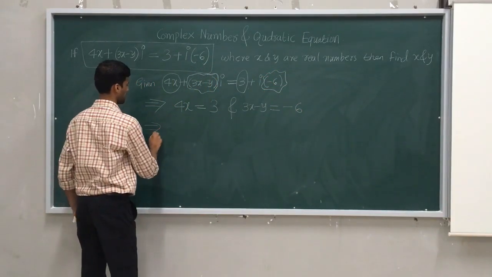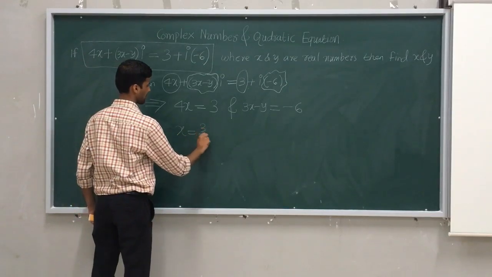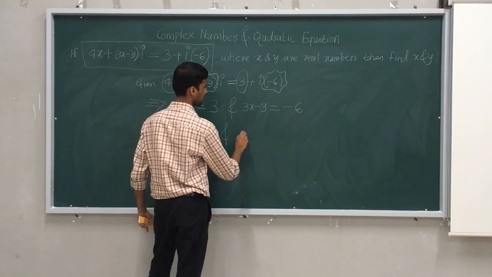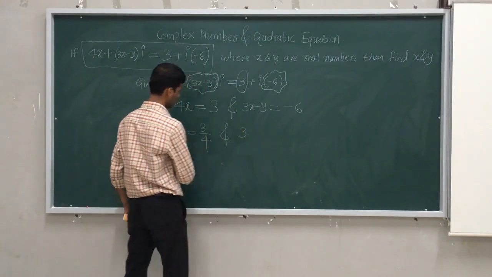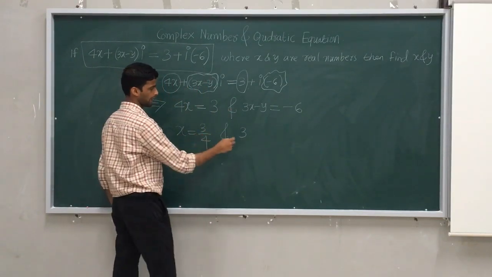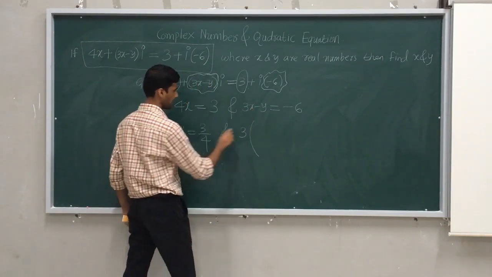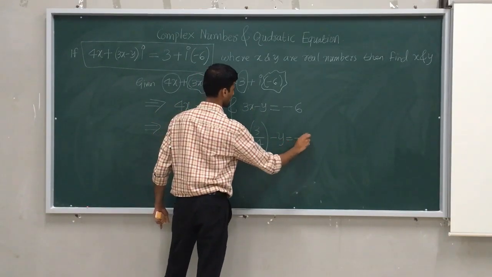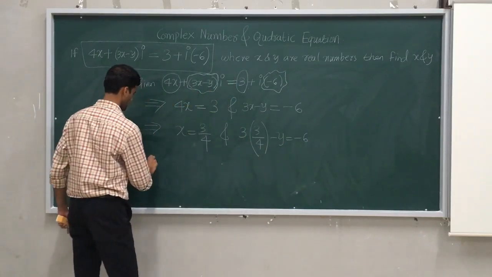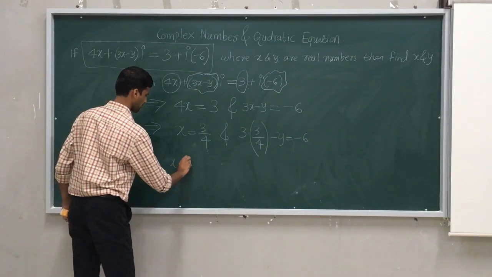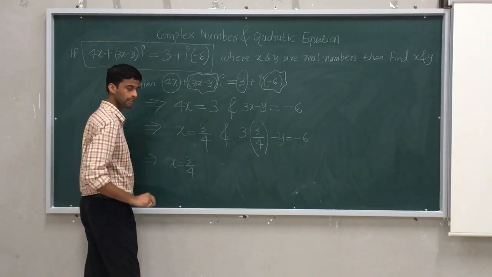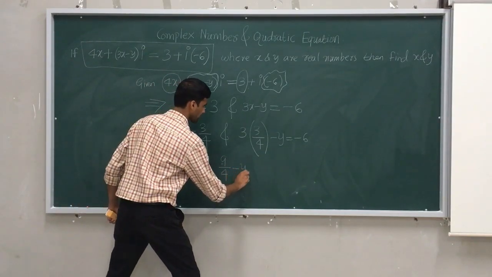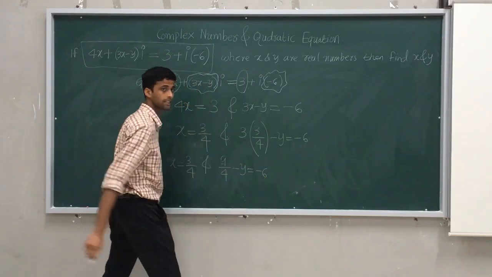With this I can say x equal to 3 by 4. Yes, and we already got x here. To get y, let me substitute that x here. That x we know is 3 by 4 minus y equal to minus 6, which implies x equal to 3 by 4 and 3 3s are 9. 9 by 4 minus y equal to minus 6.